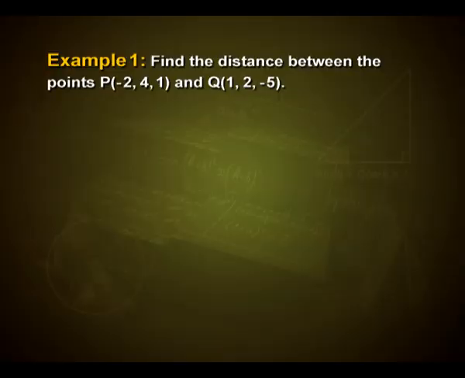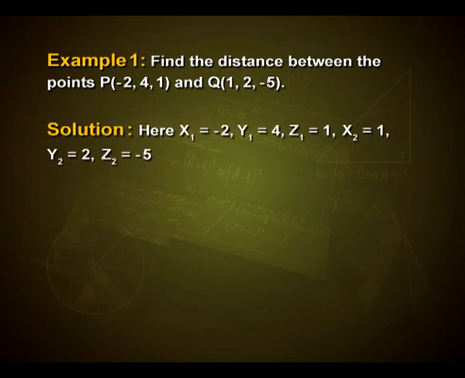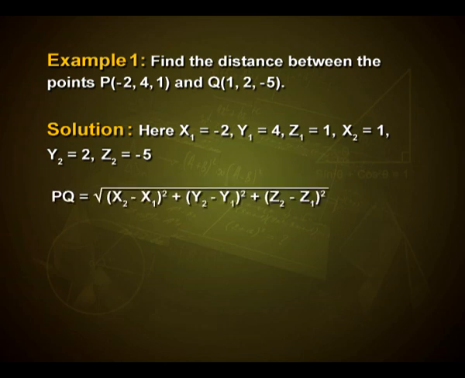Find the distance between the points P(-2, 4, 1) and Q(1, 2, -5). Here we can see that x1 is -2, y1 is 4, z1 is equal to 1, x2 is 1, y2 similarly is 2 and z2 is -5. Now, on substituting in the distance formula, we have PQ equal to the square root of (x2 minus x1) whole square plus (y2 minus y1) whole square plus (z2 minus z1) whole square.